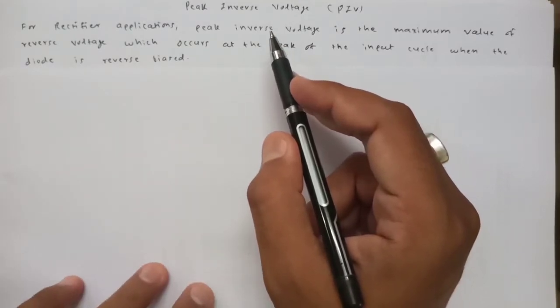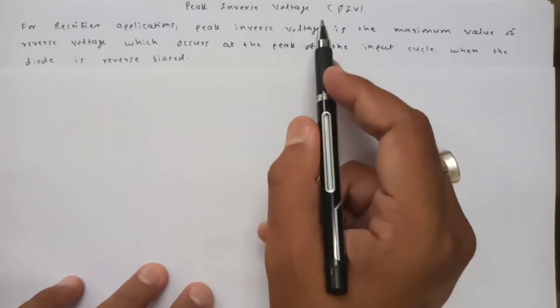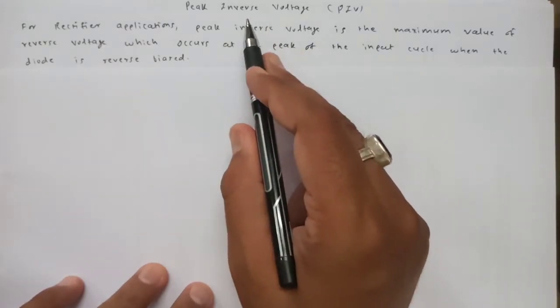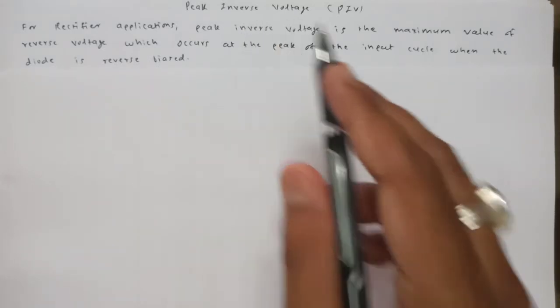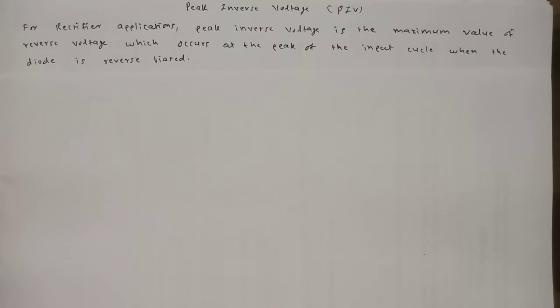Remember, it is not considering the forward bias condition, it is only in case of the reverse bias. That's why it is called the inverse voltage, that is the reverse voltage. So let us go directly for the PIV in case of the half wave rectifier first.